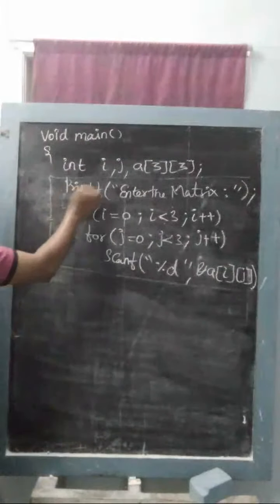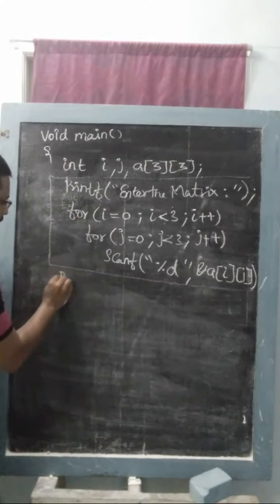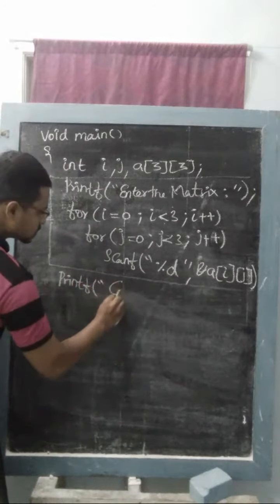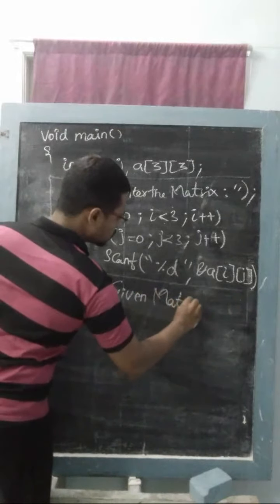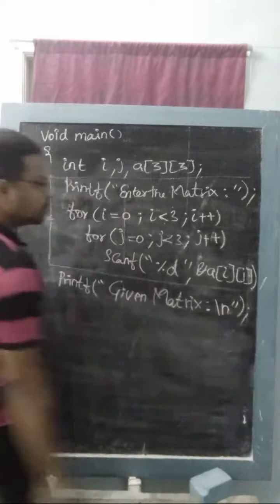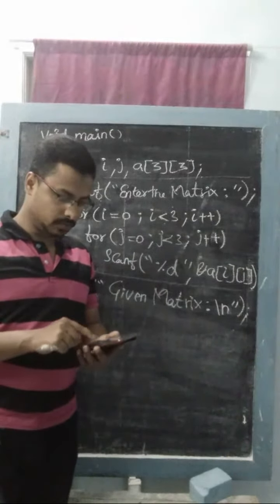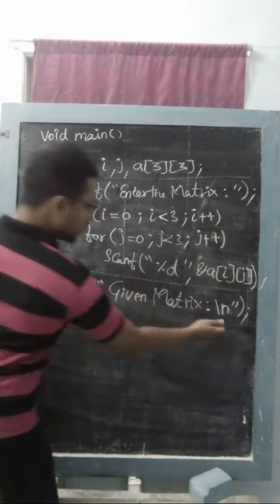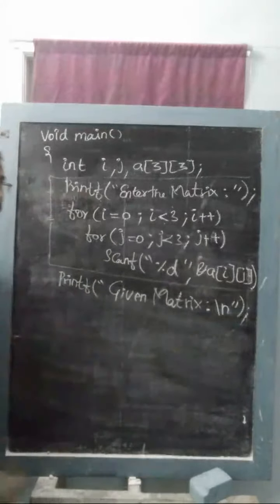So now I am going to print the transpose as well as the given matrix. So how can I printf "given matrix" /n. Why? Because under the given matrix text, all the elements of the matrix will be printed. That is why I gave "given matrix", and below that the elements of the matrix, 1 2 3 4 5 6 7 8 9, will be printed.